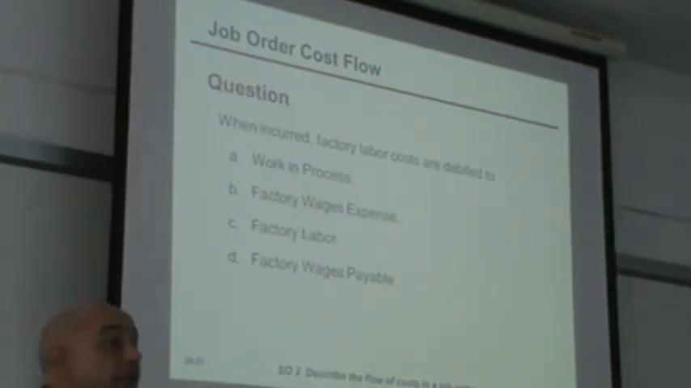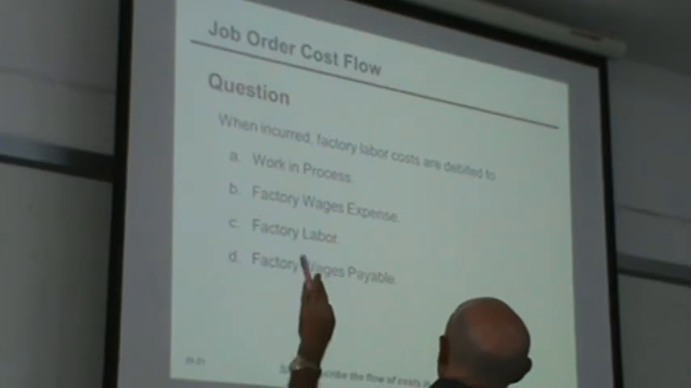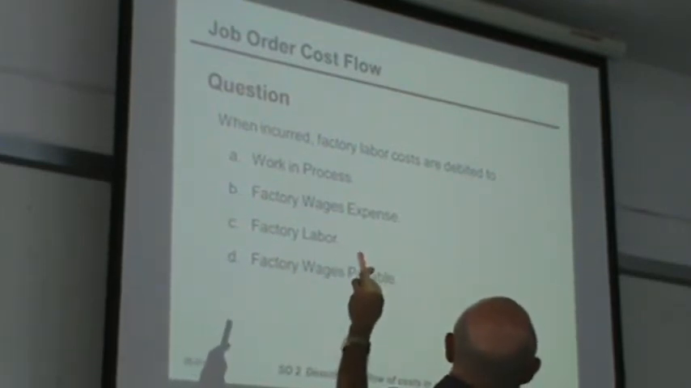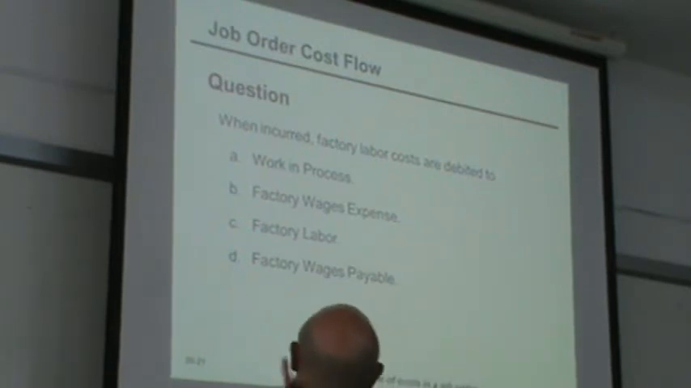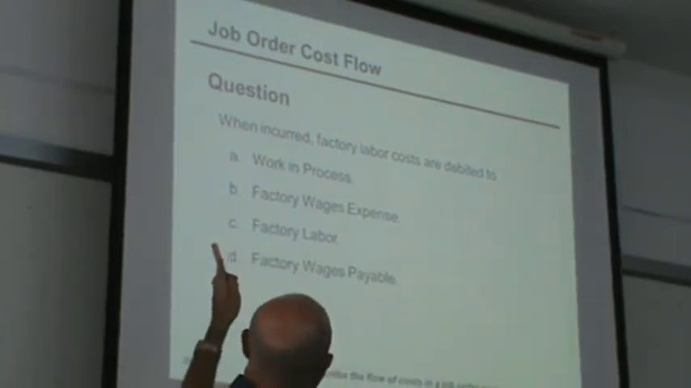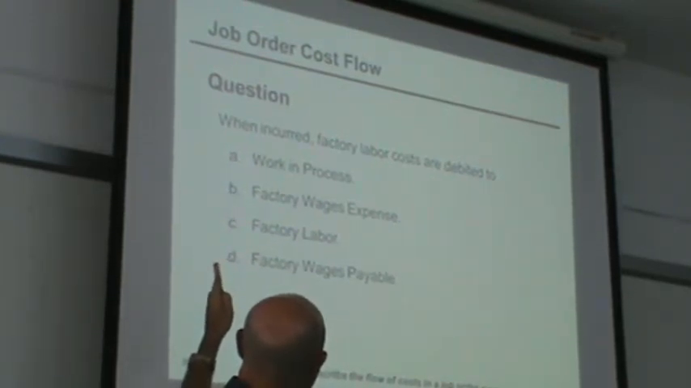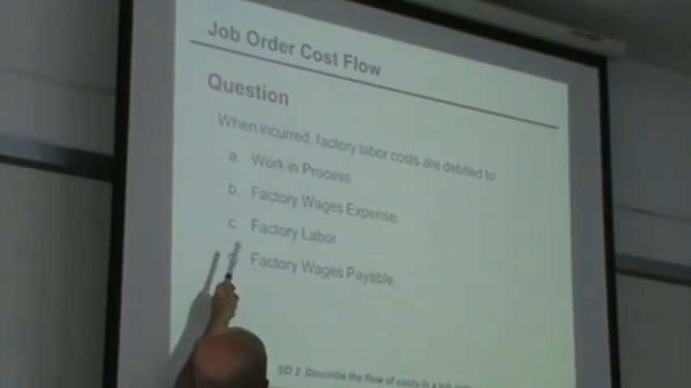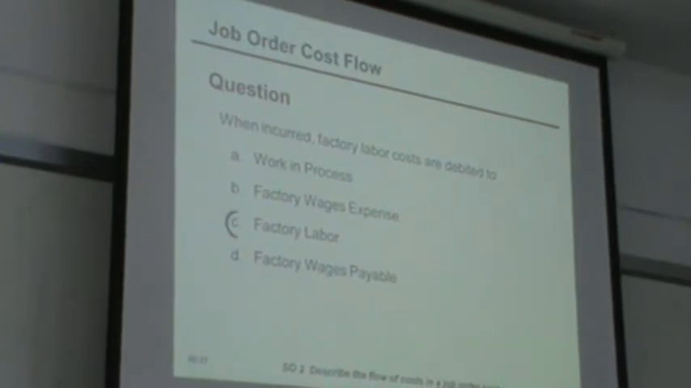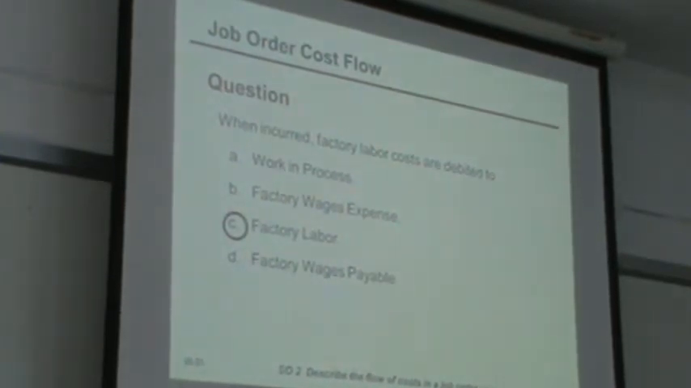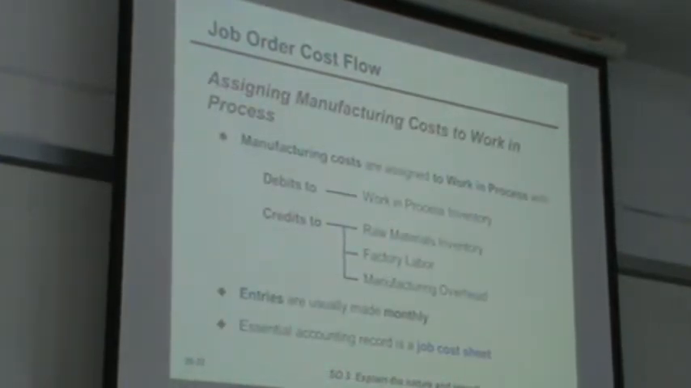Next one. Oh, they have a question. When incurred, factory labor costs are debited to what, for the process factory? Where does it have to be? C, factory labor, check, check, check. Yeah. Okay.